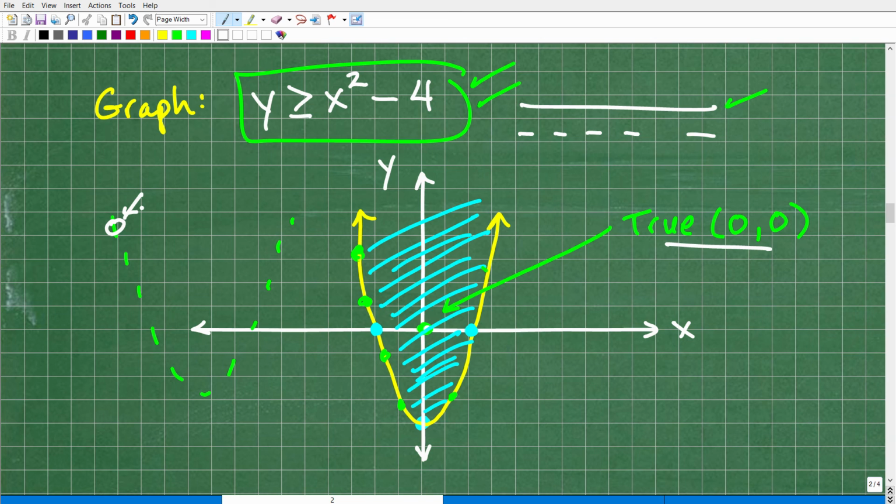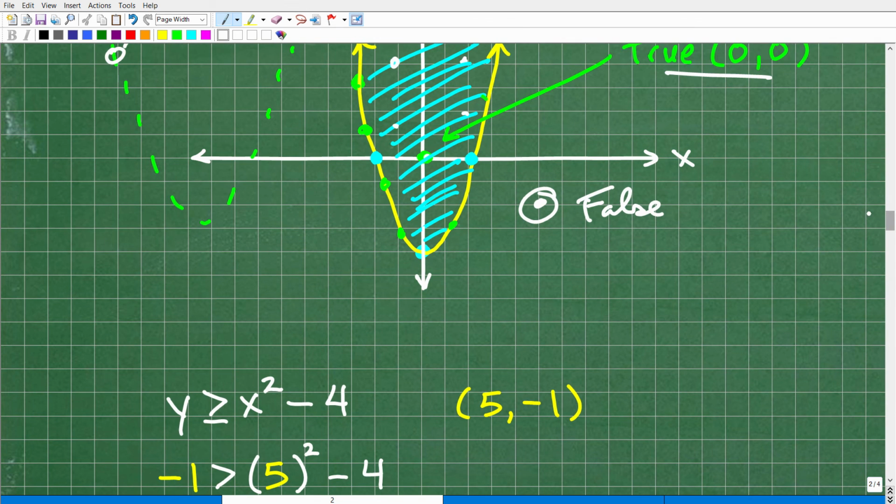But let's just reinforce something. I'm saying all the points in here, if we test any point into our quadratic inequality, it will end up with a true statement. So if I test a point outside of this, we should end up with a false statement. So let's test a point outside of here, and I picked a lovely point. Let's pick the point 5, negative 1. So that would be 1, 2, 3, 4, 5, negative 1. That point right there should be false because it's outside of the true region, right?